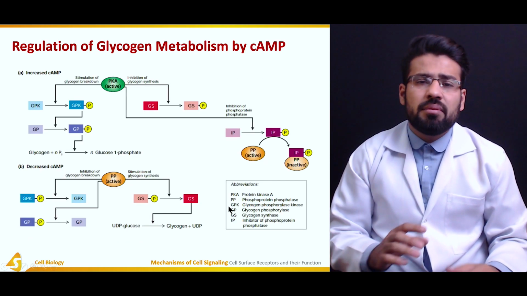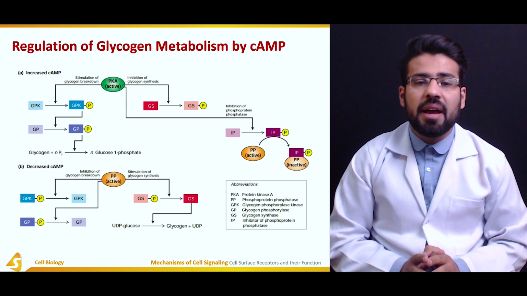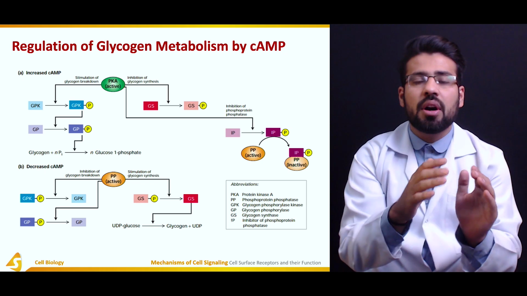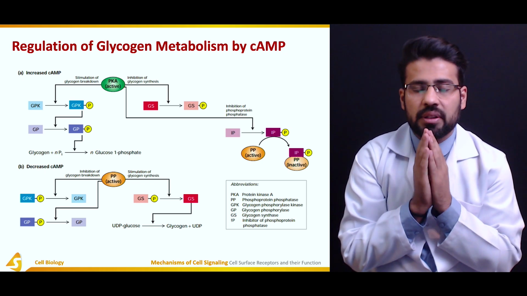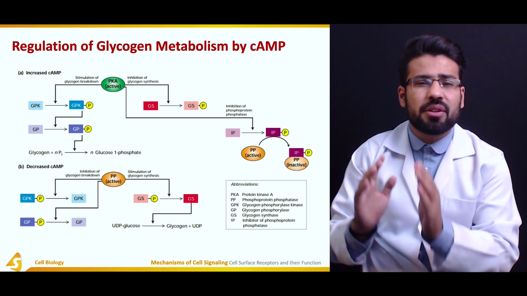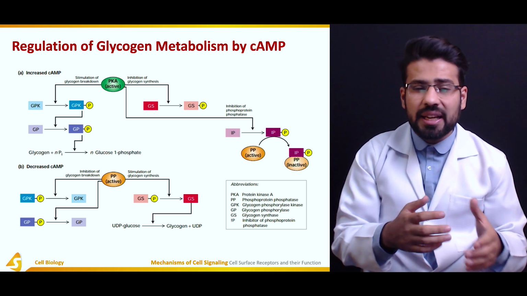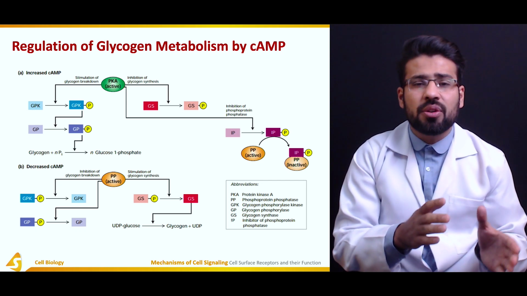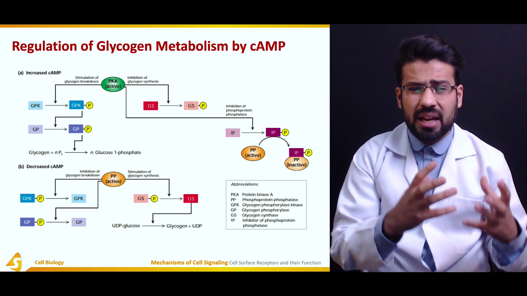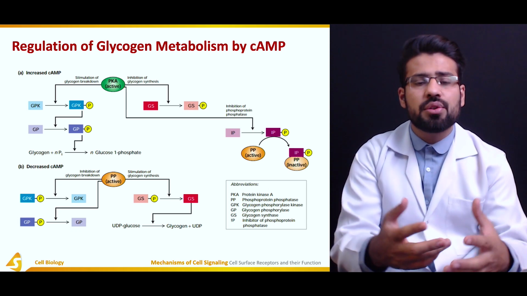So let's talk about regulation of glycogen metabolism by cyclic AMP. Increased cyclic AMP is going to cause the stimulation of glycogen breakdown and inhibition of glycogen synthesis as well. While when there is a decreased amount of cyclic AMP, it is going to cause the reverse of what increased cyclic AMP did. So decreased cyclic AMP production is going to cause the inhibition of glycogen breakdown. It is also going to cause the stimulation of glycogen synthesis.